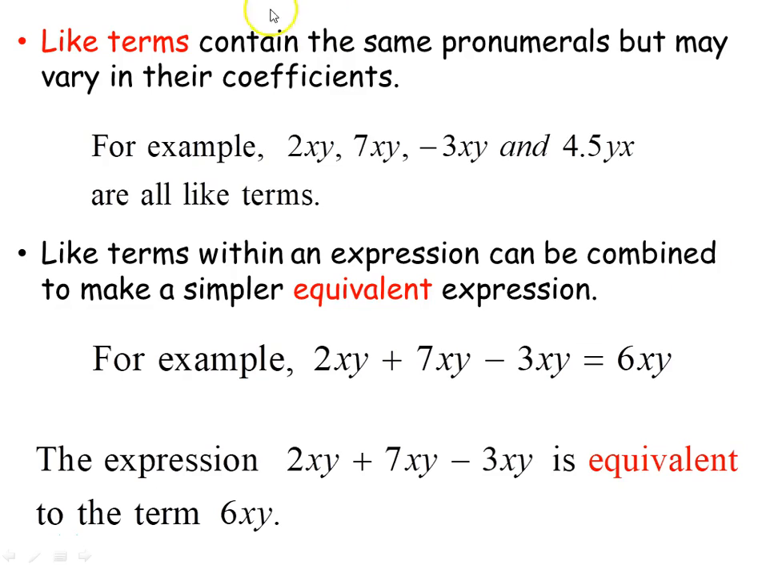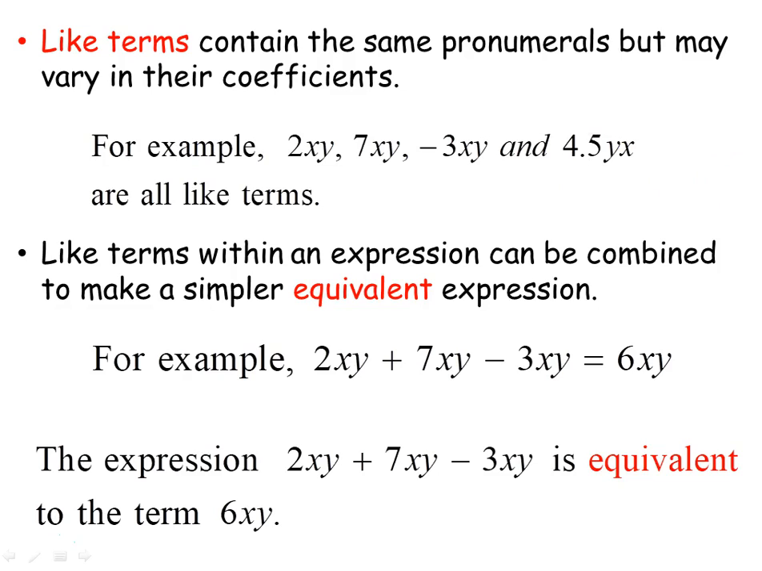Like terms contain the same pronumerals but may vary in their coefficients. For example, 2xy, 7xy, negative 3xy, and 4.5yx are all like terms. Notice the x times y is the same as the y times x. Here, they only differ in the coefficient: 2, 7, negative 3, and 4.5. They are all like terms.